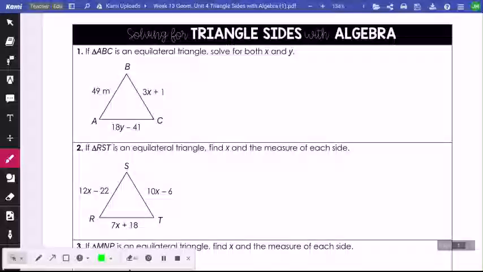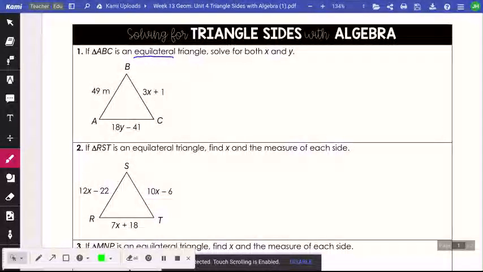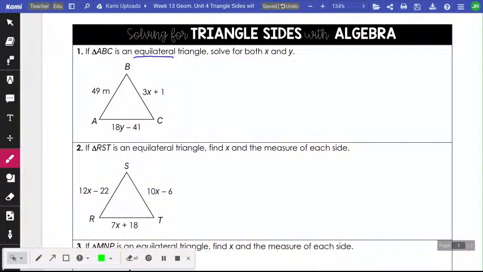Okay, we are on the second part of Unit 4. It's a continuation of the notes that we did on Monday. All right, we have an equilateral triangle. We learned on Monday that an equilateral triangle has all equal sides. We need to solve for both x and y.